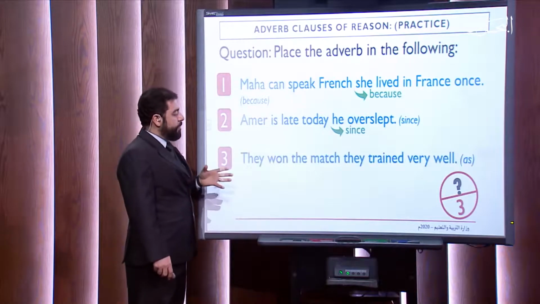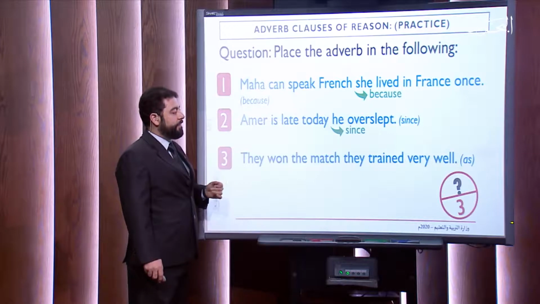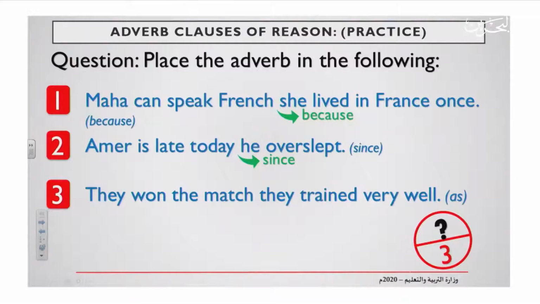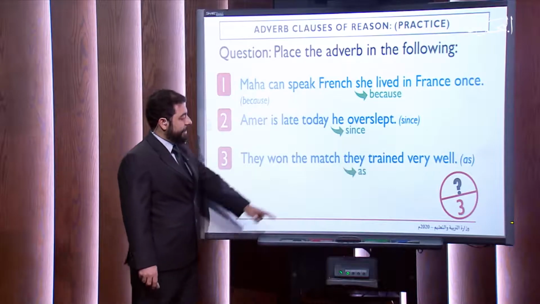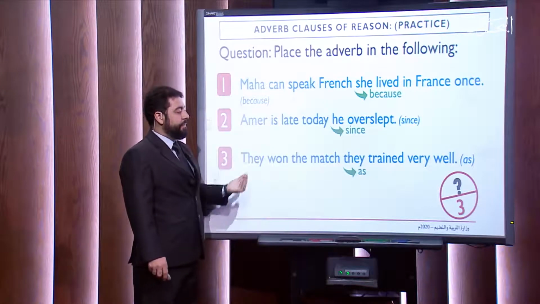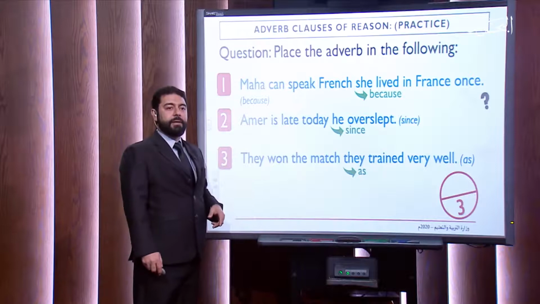3. They won the match. They trained very well. Use as within the sentence. 5 seconds. Okay, let's check the answer. The answer is right over here. You say, they won the match as they trained very well. Now give yourself a mark of 3 and let's carry on.